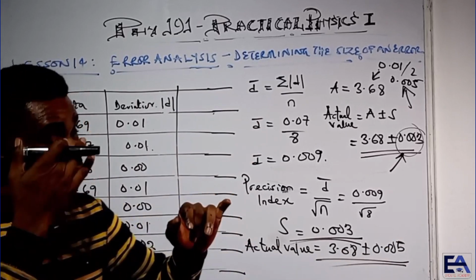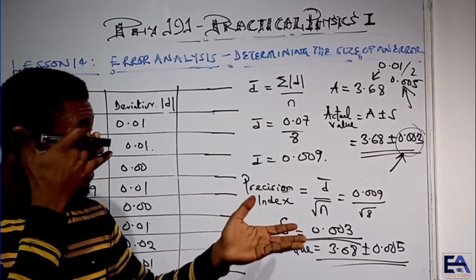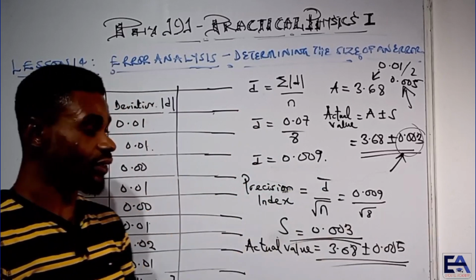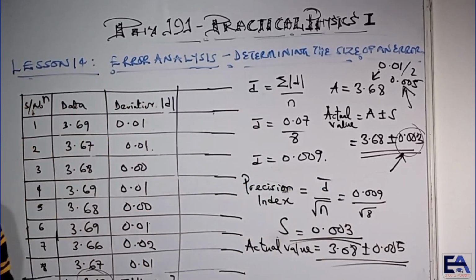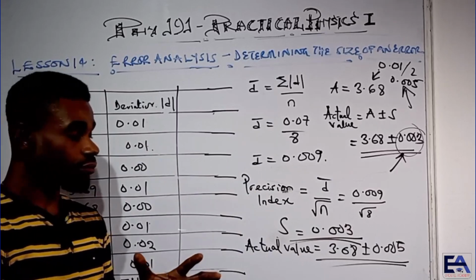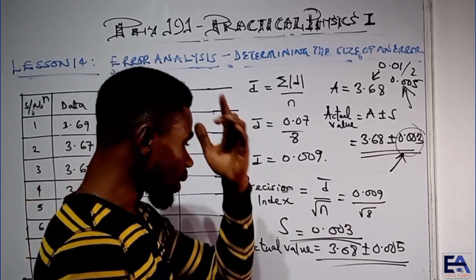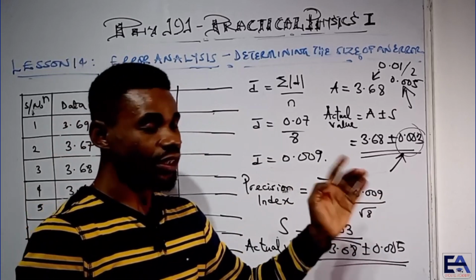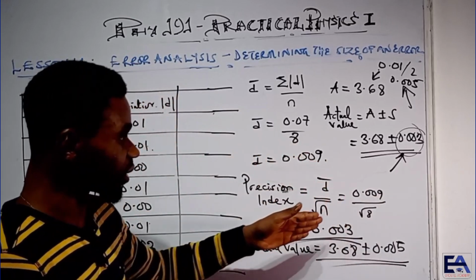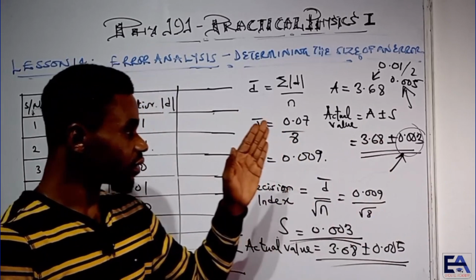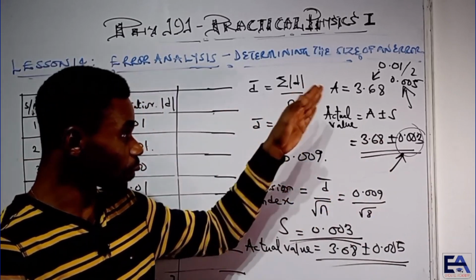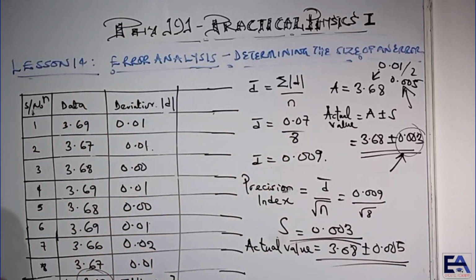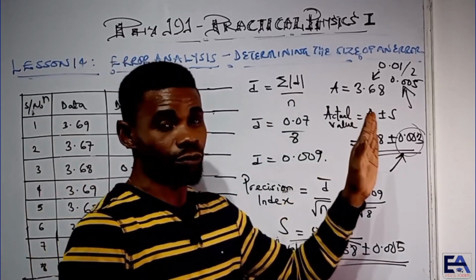But assuming the precision index we got is greater than the maximum possible error, then we are going to consider it in our answer. So the final value that you are going to write depends on whether the result you got for the precision index is greater than the maximum possible error or less. But left to me anyway, this answer would have been more preferred.